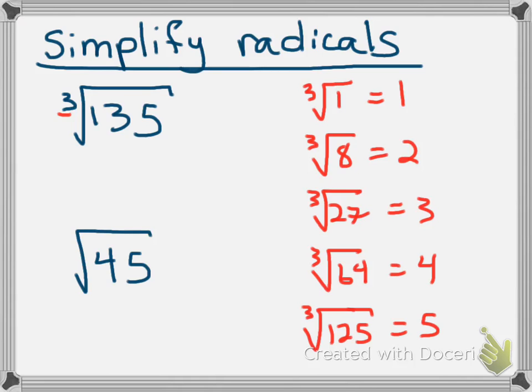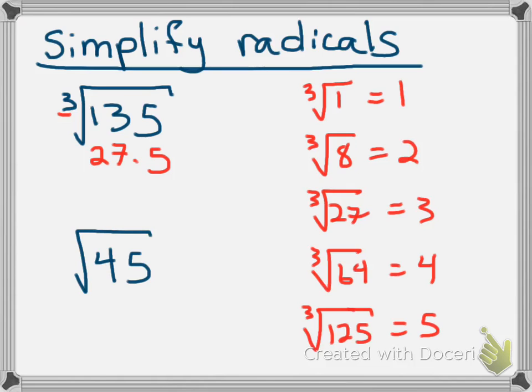So we're going to try to break up 135 into something that I know versus something that I don't know. Take out your calculator and start figuring out what goes into 135 evenly. 135 divided by 8, or 135 divided by 27, 135 divided by 64, and so on. What you're going to find is that 135 is 27 times 5. When you plug that in, 135 divided by 27 gave you 5. So I broke this up into the 27 and the 5.